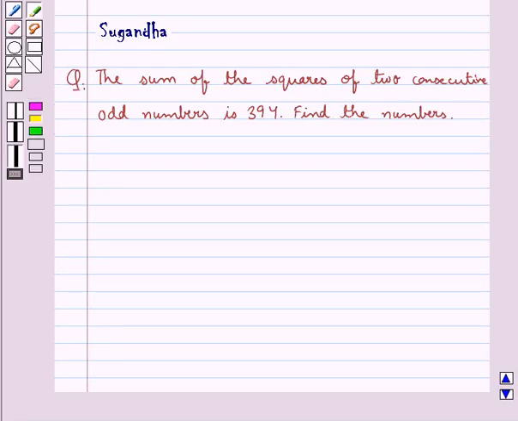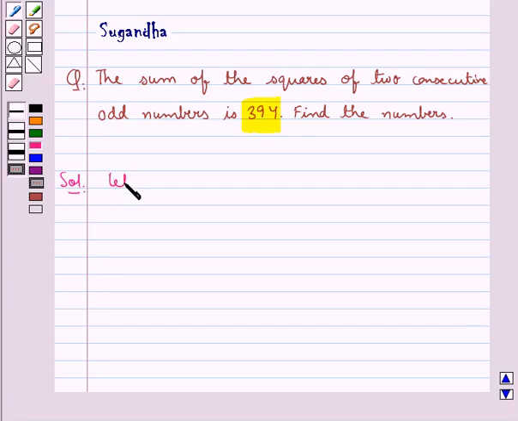In this session, we discuss the following question which says, the sum of the squares of two consecutive odd numbers is 394. Find the numbers. Let's proceed with the solution. We need to find two consecutive odd numbers, the sum of whose squares is 394.